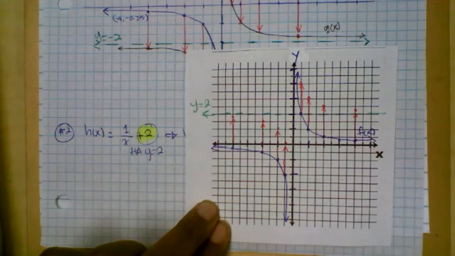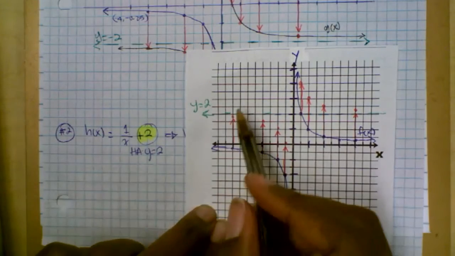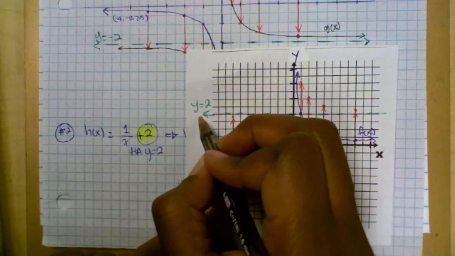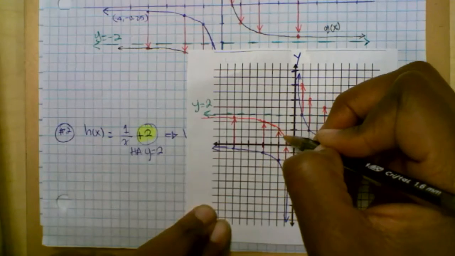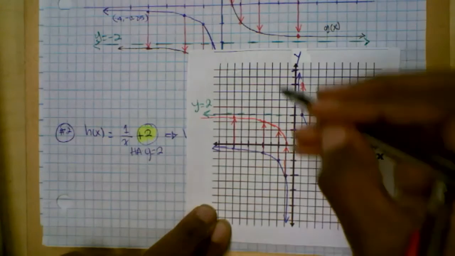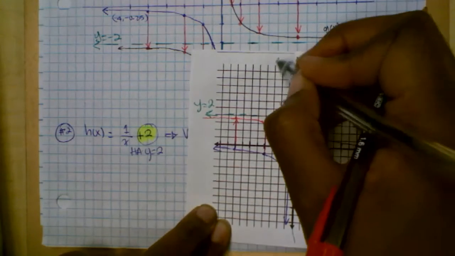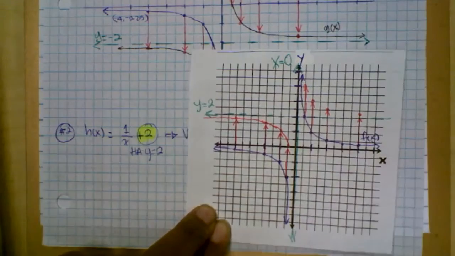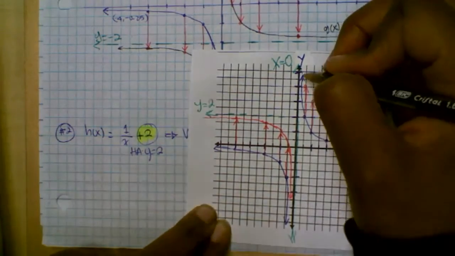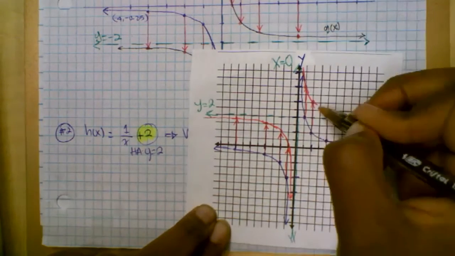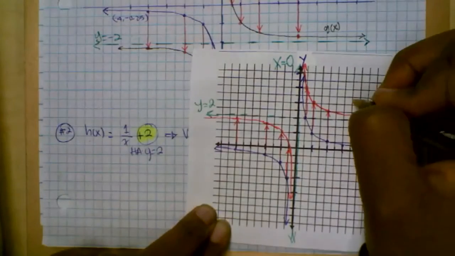Okay, so now I'm going to use maybe the red one again, and I'm going to connect and make sure the rational functions are approaching the asymptotes but never crossing them over. Remember, the vertical asymptote remains the same. We don't have any horizontal shift, so it's going to be x equals 0. I'm going to do the same. I approach the asymptotes, never crossing them over. And that's the function h of x.